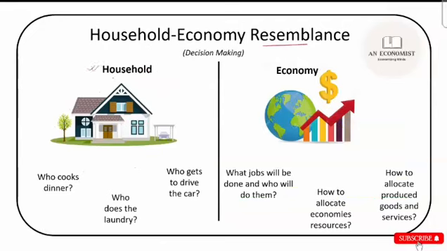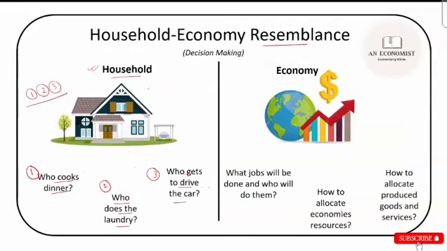Let us take a single household and suppose that this household has only 3 members. These 3 members must decide upon certain aspects. What could those be? Firstly, they have to decide who will cook the dinner for the household. Second, who will do the laundry. And third, who will drive the family car, right? There could be multiple such decisions that a household has to make.